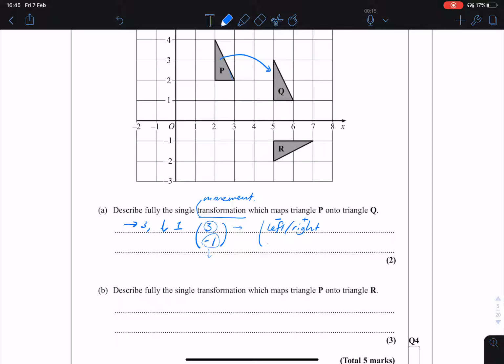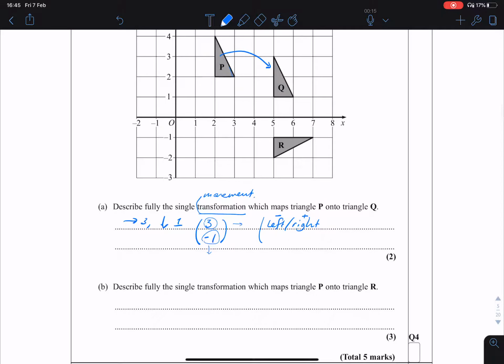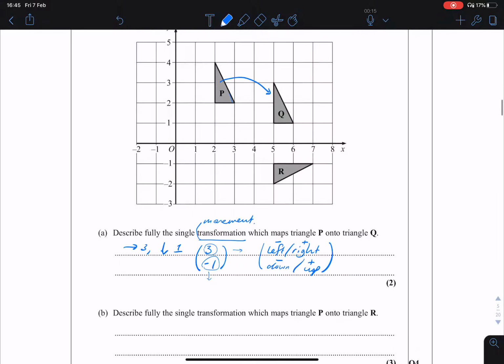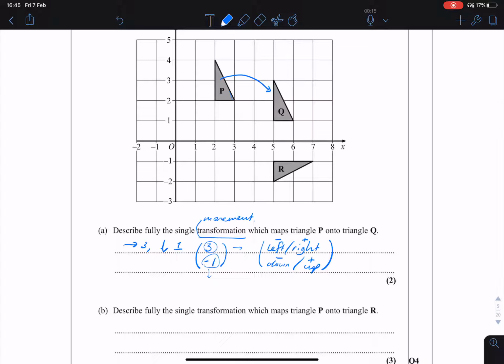And your bottom number is your up, down. Oh, I'll change those the other way around, bit of consistency. Down, up, and down is negative, up is positive. So if I wanted, for example, to go from Q to P, then it's going left 3, up 1, which would be negative 3, 1. Okay.